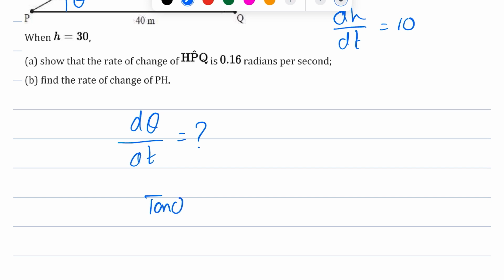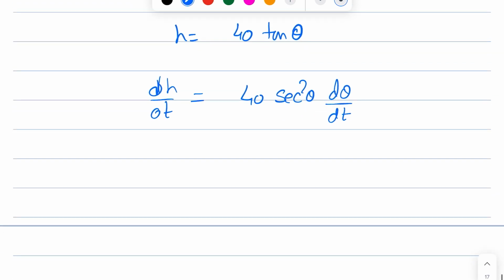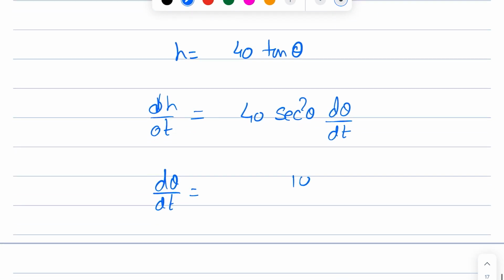So I use tan theta. Tan theta equals h upon 40, so h equals 40 tan theta. Now differentiate: dH upon dt equals 40 times the derivative of tan theta, which is secant square theta, times d theta by dt. Now I want d theta by dt, so d theta by dt equals dH upon dt, which was given as 10, divided by 40 secant square theta.